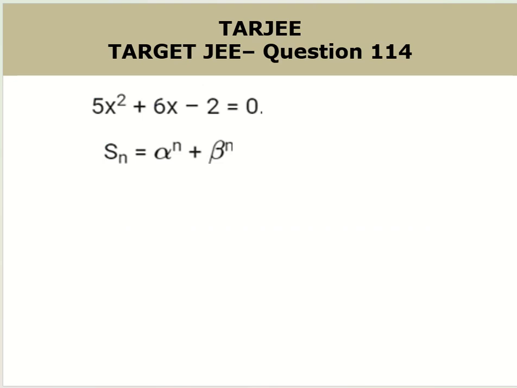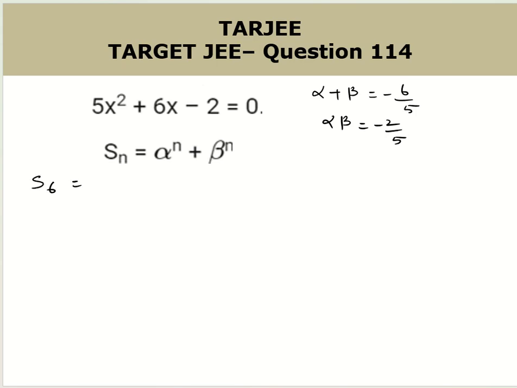The given equation is 5x square plus 6x minus 2 is equal to 0. Sn is alpha power n plus beta power n. So first let us find out the sum of the roots and the product of the roots. We know that alpha plus beta is equal to minus 6 by 5. Alpha beta is equal to minus 2 by 5. We need a relation between S6, S5 and S4.